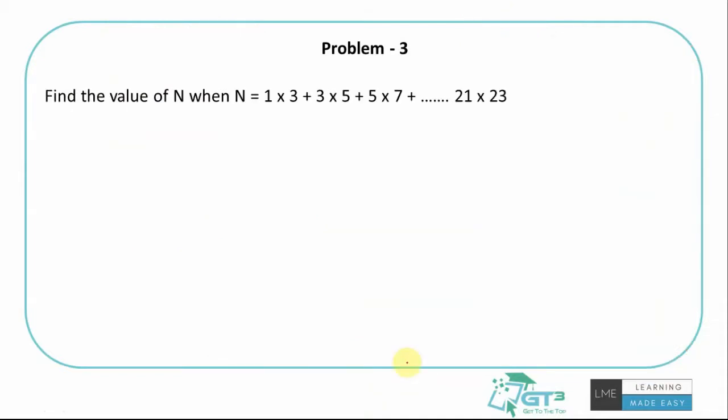Find the value of n when n is equal to 1 into 3 plus 3 into 5 plus 5 into 7 and so on up to 21 into 23. Again, this is a non-standard series. You check, it won't be any standard ones like AP, HP, GP. So how do I write this? Let's write this as the nth term.